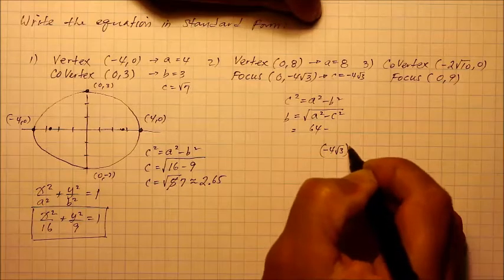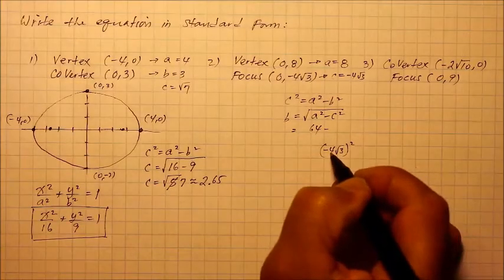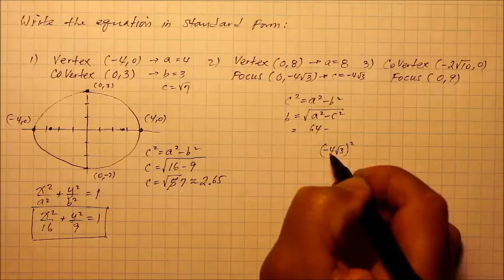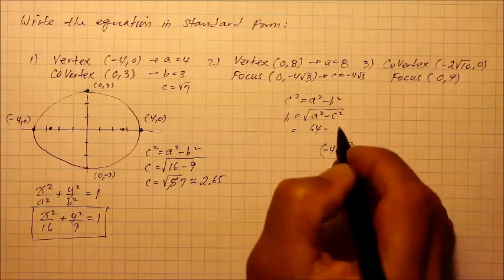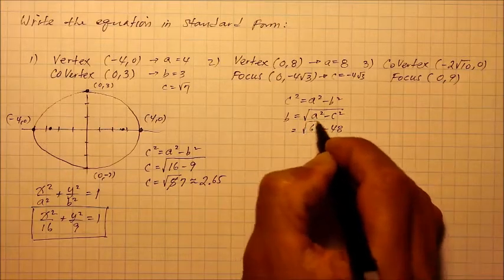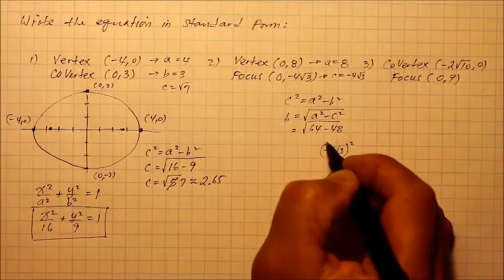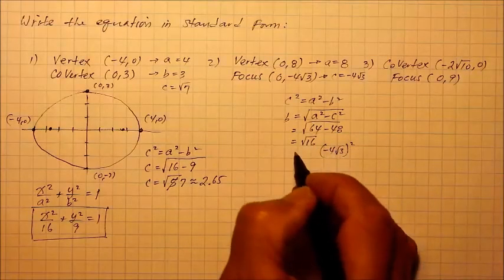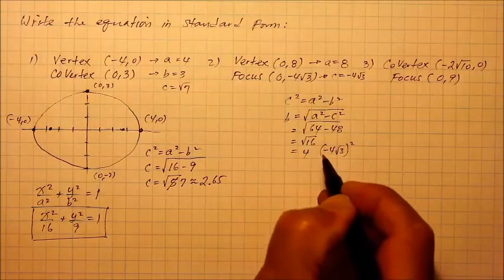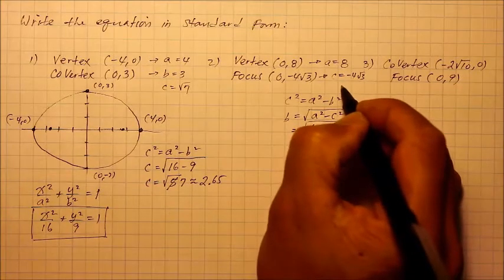If I square that, the rules of exponents say -4 times -4 is 16, times the radicand 3 comes out to 48. And 64 minus 48 is 16. This time I'm sure, I think. And the square root of 16 simplifies to 4. So the B is 4.